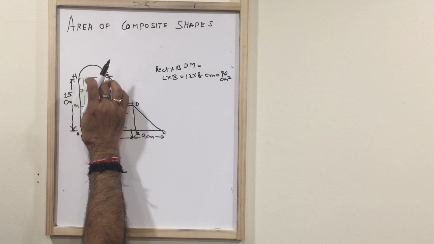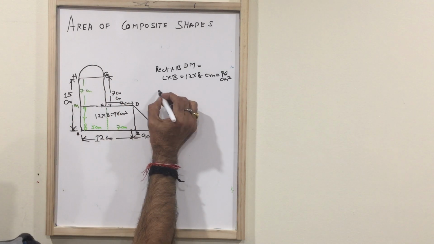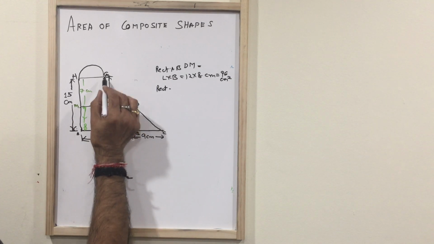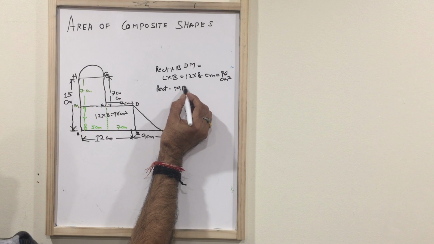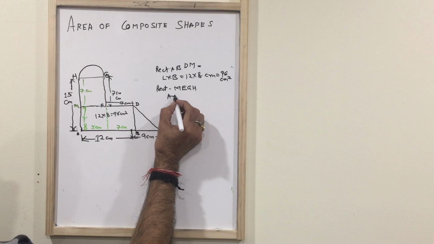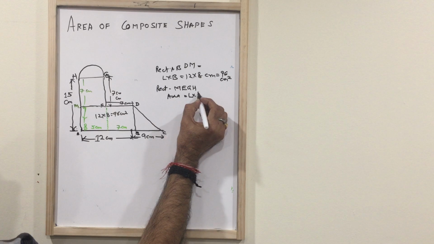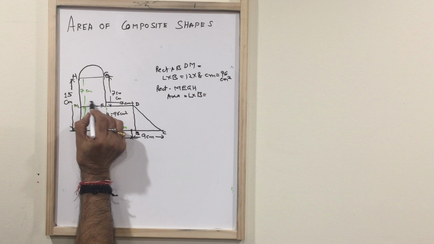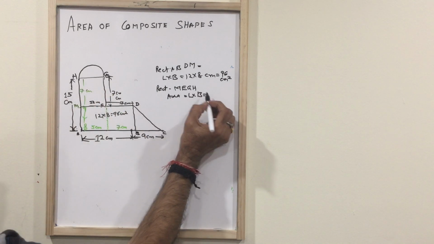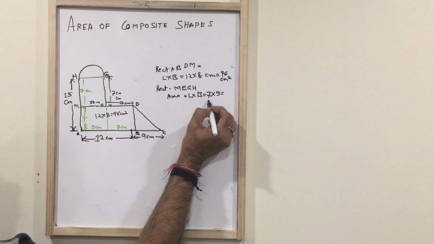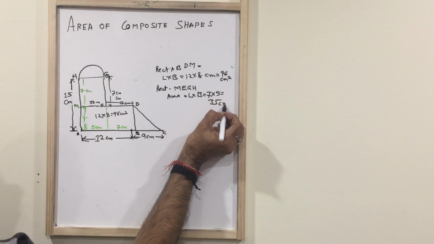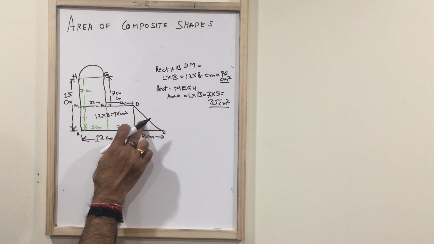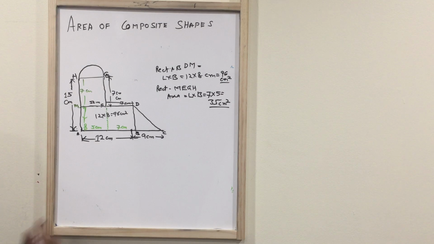Now we have got another rectangle. This rectangle is M, E, G, H. So area of this is equal to length into breadth. Length we know this is 5 centimeter and this is 7 centimeter. So 7 multiplied by 5 is equal to 35 centimeter square. So that is another figure. Now we are left with right angle triangle and semicircle.